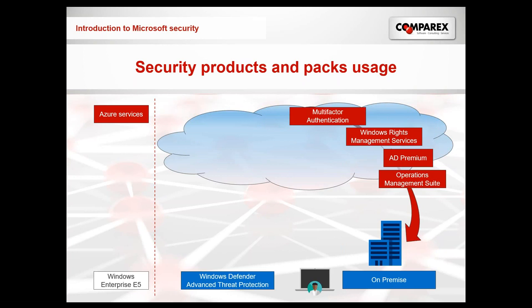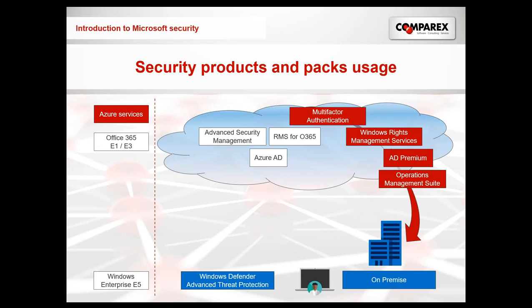The other on-premise product is, of course, Windows Defender Advanced Threat Protection. It leverages both a built-in solution in the operating system as well as a cloud-based information service helping you in detecting and investigating data breaches. This product is part of Windows Enterprise Plan E5 versus the version without, and that's Windows Enterprise Plan E3.